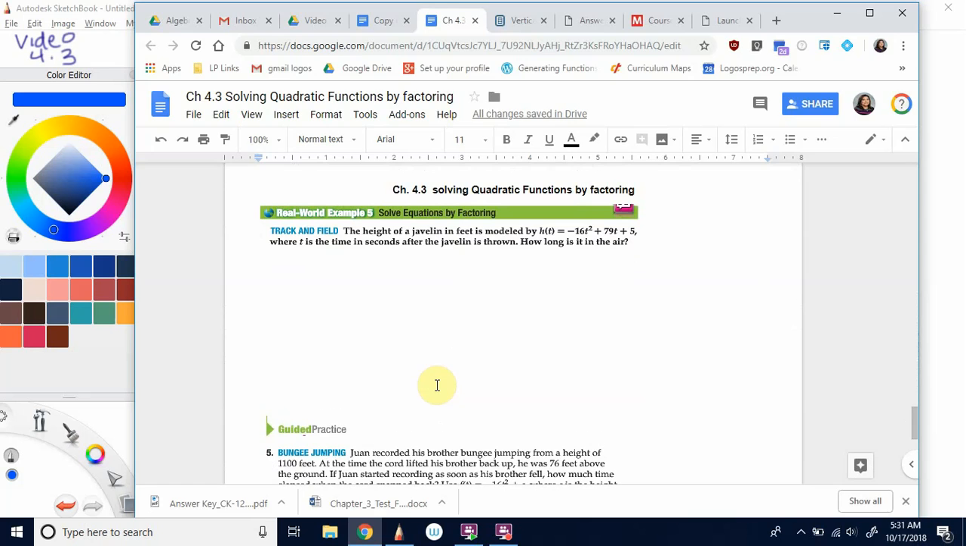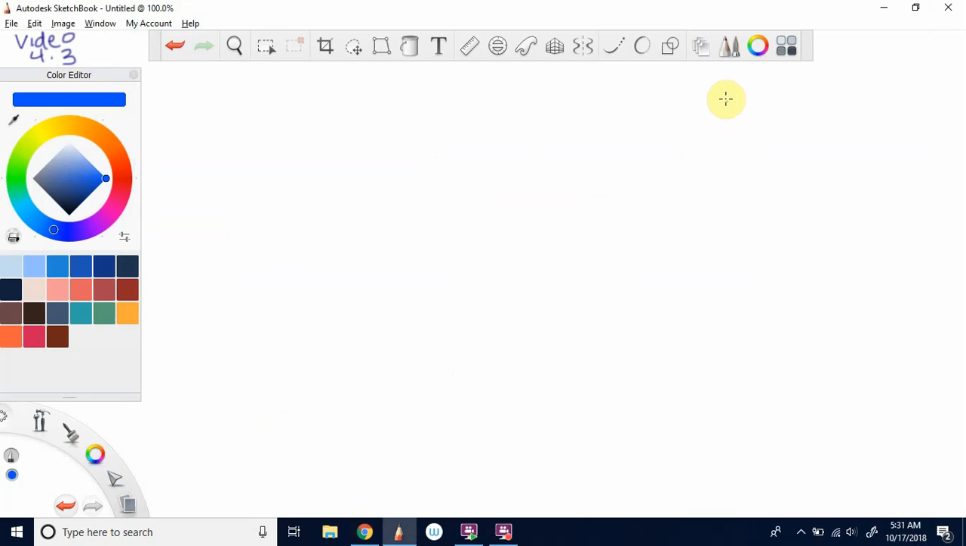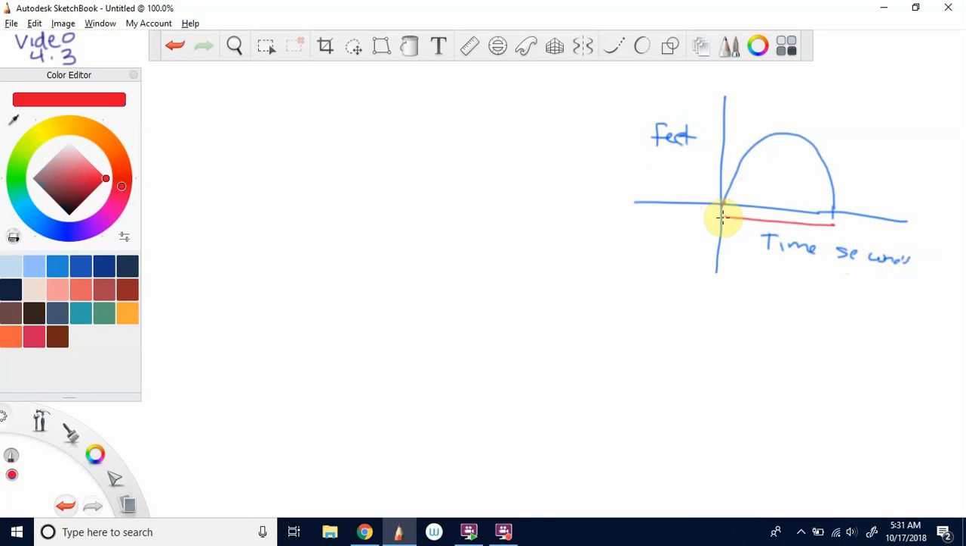Well, first of all, we know it's a physics problem. It's a javelin. We know it's going to go up and down because a is negative, so we know it's going to do something like this. Where this is the height in feet, and this is the time in seconds. So we want to know how long it was in the air. We don't know, did it start here? Did it start over here? We don't know, but I'm just sketching.